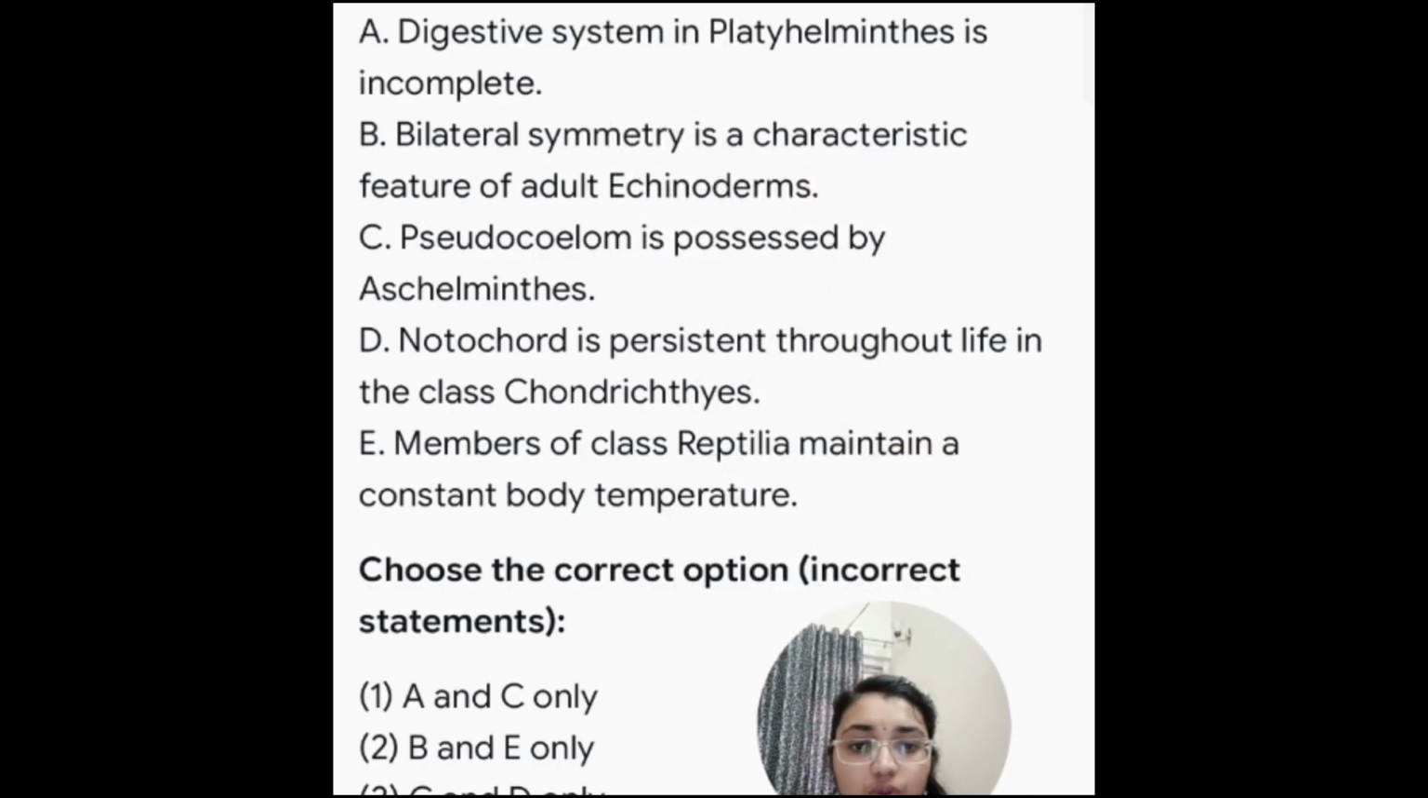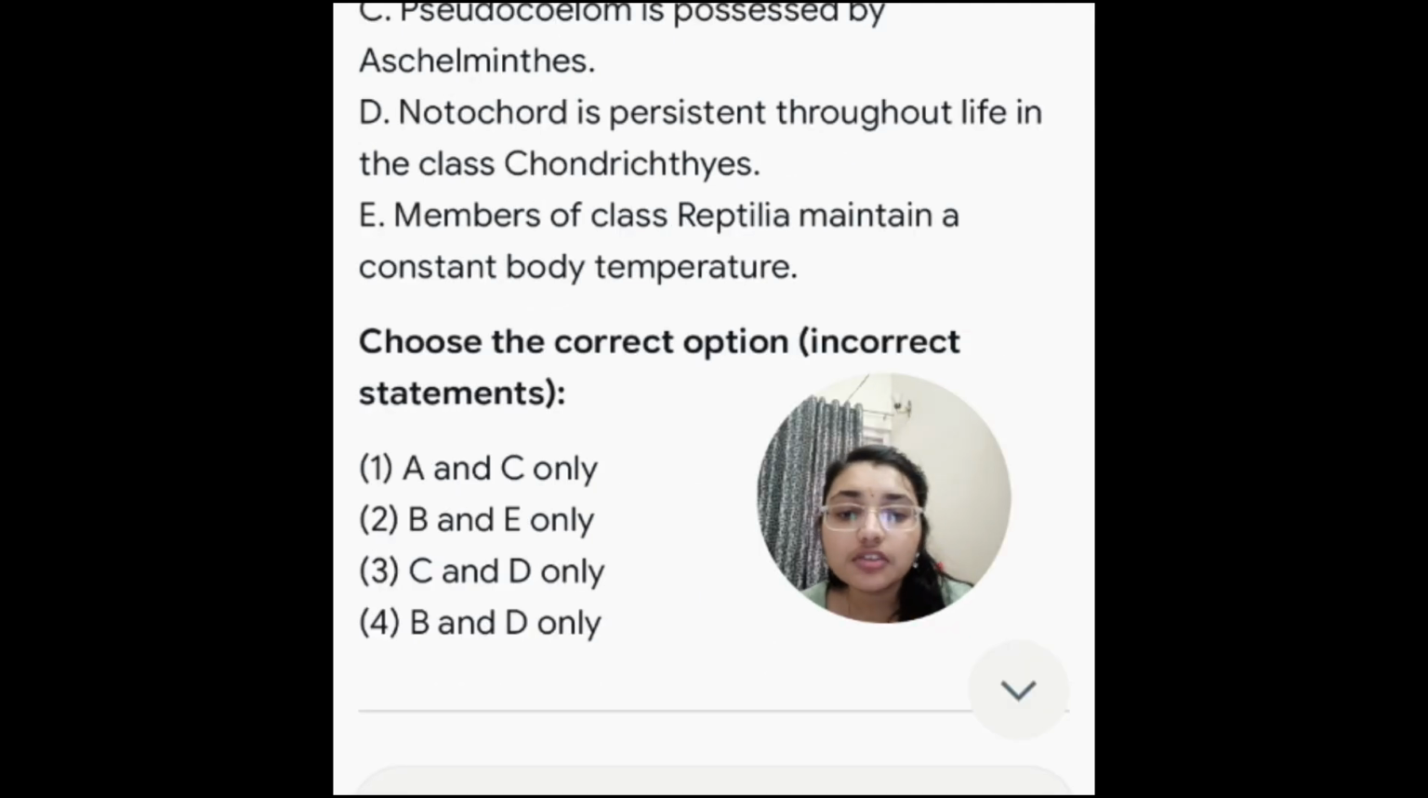So here in this question we have to select the incorrect statement of the following. A: Digestive system in the platyhelminthes is incomplete. Then B is bilaterally symmetrical is characteristic features of adult echinodermata, wrong. It is radially symmetrical is a characteristic feature of adult echinodermata. So first option is correct, B is wrong. So let's see which option shows B wrong. So 2 and 4 we have to select which one is correct now.